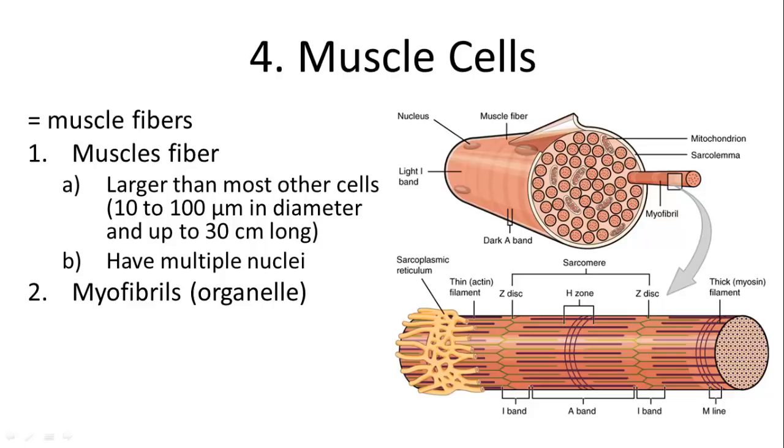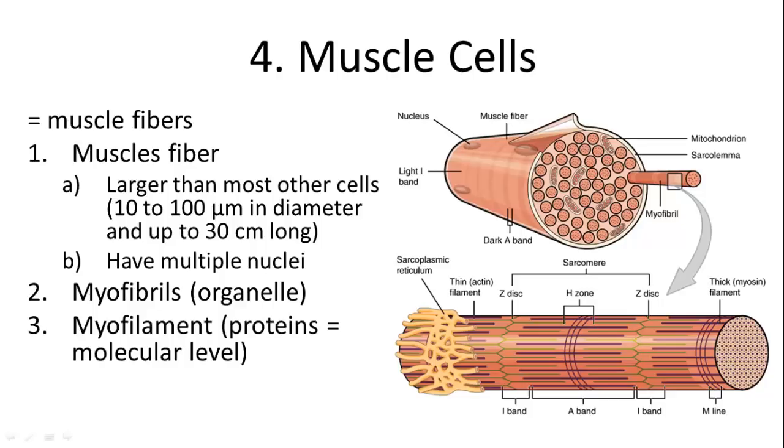The myofibrils can be broken down into different parts. The myofilaments, these are the proteins. Now we're looking at the molecular level. You have thick myofilament and thin myofilament, which are myosin and actin. Okay, and so you can see on this figure, the purple here is the thick filament, which is myosin, and then this green part here is the thin part, the actin.